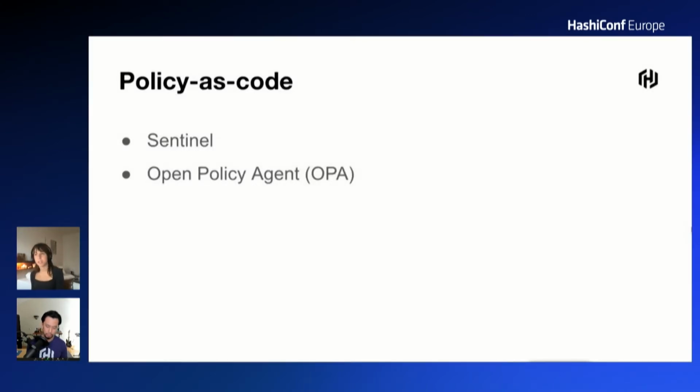Another type of validation mechanism is policy as code. So HashiCorp offers Sentinel, which is available for enterprise tier users, which allows you to define policy checks within code. We also have Open Policy Agent, or OPA, which you may be familiar with, which is not specific to the HashiCorp products, but that's the one that I'll be demoing today.